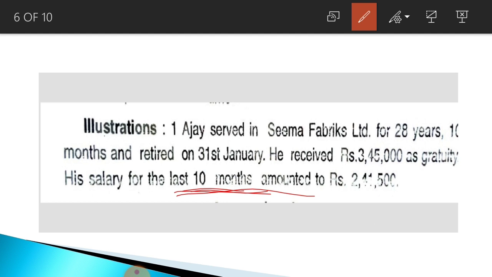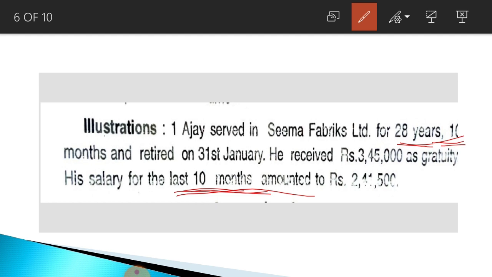the condition is that the least of three things you have to consider as exempted gratuity, that is half month's salary multiplied by the number of completed years of service, or the actual gratuity amount received, or the statutory limit of 10 lakhs rupees. Here the fraction of years you have to ignore, even if it is more than 6 months. Remember this point. In this problem the fraction of years is 10 months. You have to just ignore this. You have to consider only completed years of service, that is 28 years.